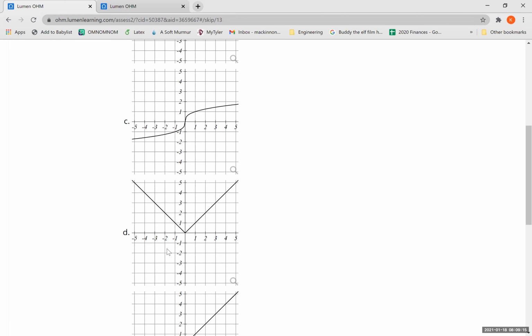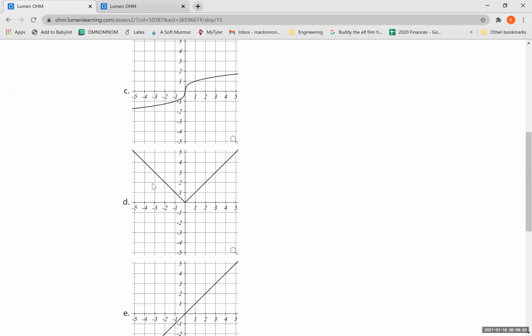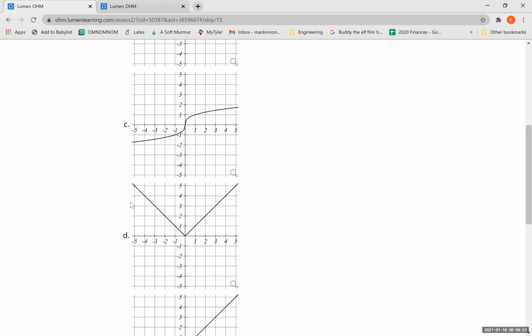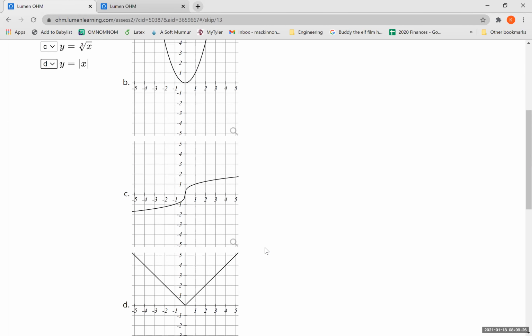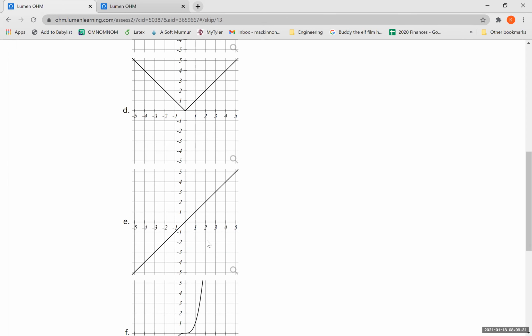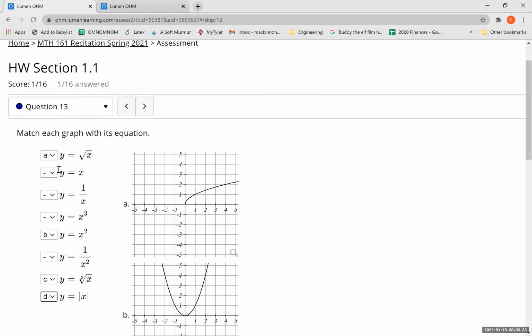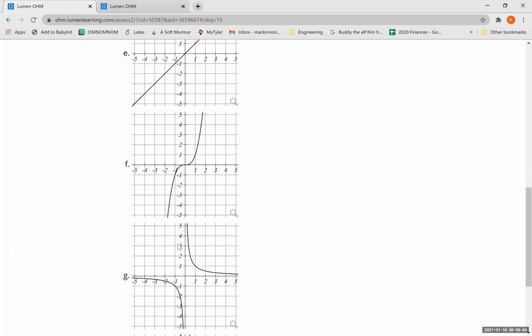D, that is an absolute value. It's almost cheating. Absolute value, it makes a V. That's definitely a linear graph, so for E, that's going to be linear. And again, this is just memorization. I'm not doing anything crazy in my head, just looking at the graph with my eyeballs and remembering the name of it and the function it corresponds with.